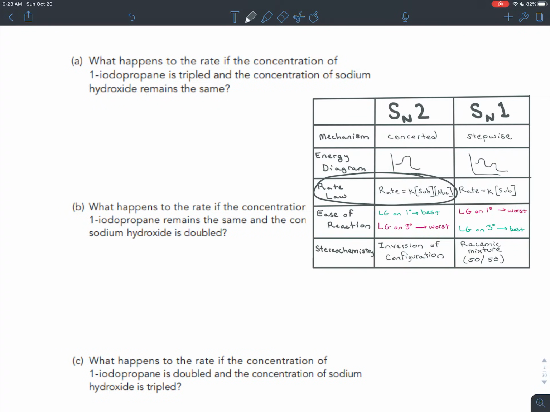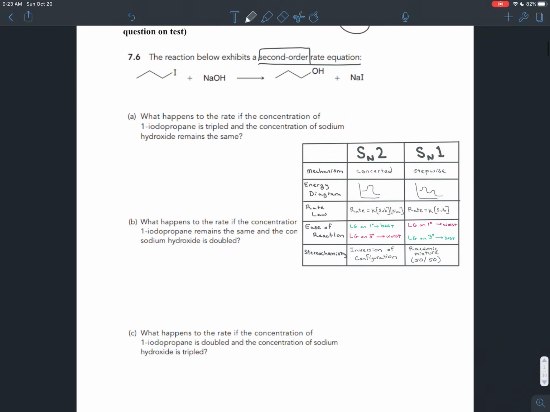And we talked about that a little bit when we talked about the rate law in the video on understanding substitution reactions. How that's a second order rate law because it depends on two things, the substrate and the nucleophile. So the fact that it's second order means that's the rate law we're going to use. Rate equals k, which is just a conversion factor for units, and the rate for an SN2 reaction depends both on the substrate and on the nucleophile.